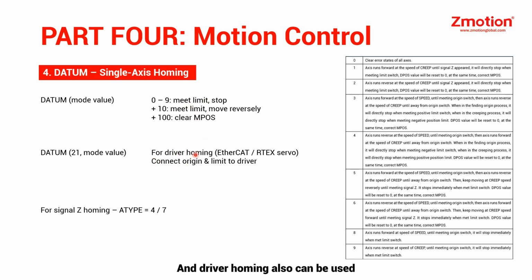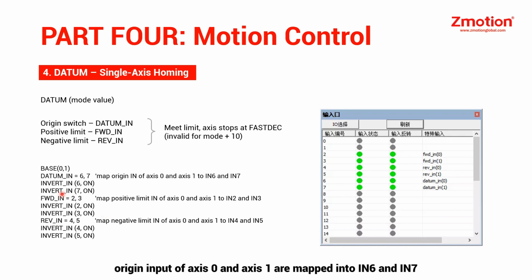And driver homing can also be used. At this time, origin and position limits are connected on drivers. The usage is this one. And for this mode value, please refer to the driver manual. There is one example. Origin inputs of axis 0 and axis 1 are mapped into in 6 and in 7. Corresponding forward limits are in 2 and in 3. Reverse limits are in 4 and in 5. Specific mode usage and examples related to homing we talked about in a video before.